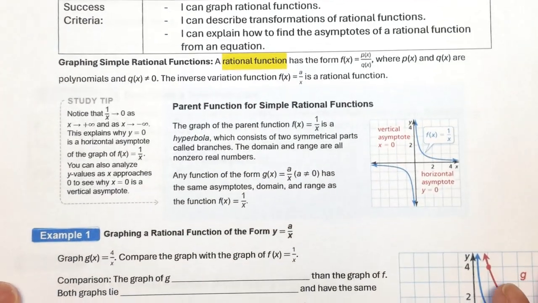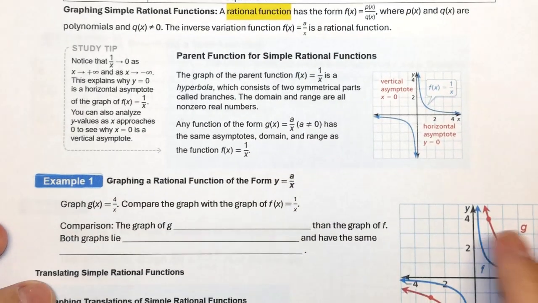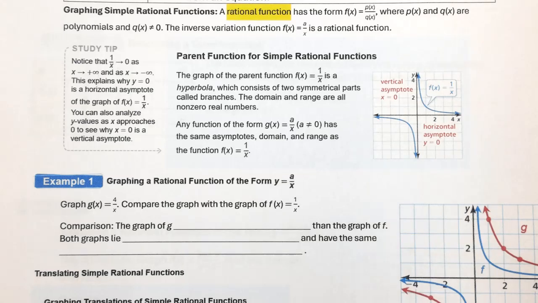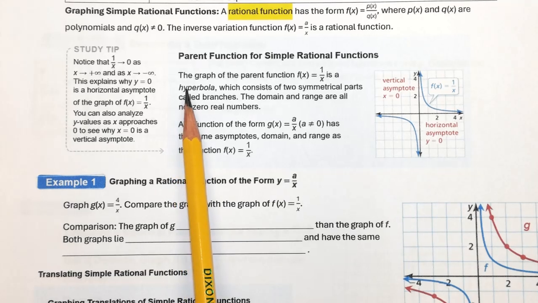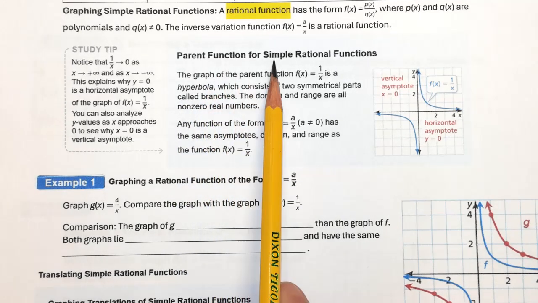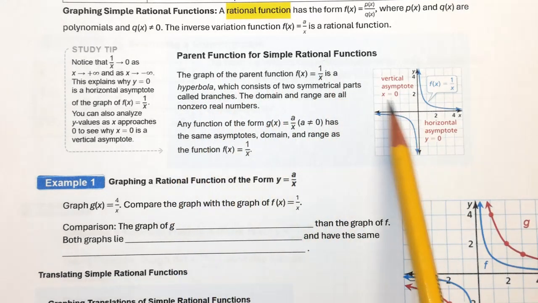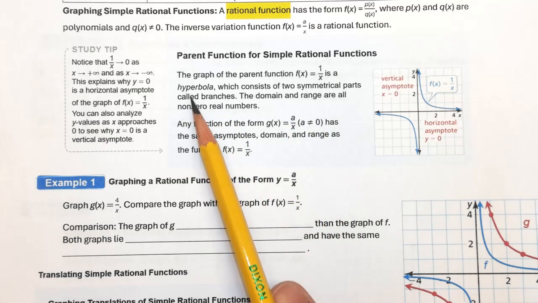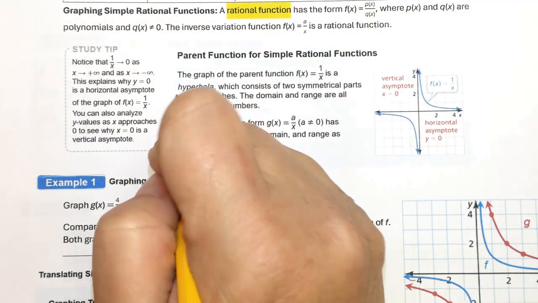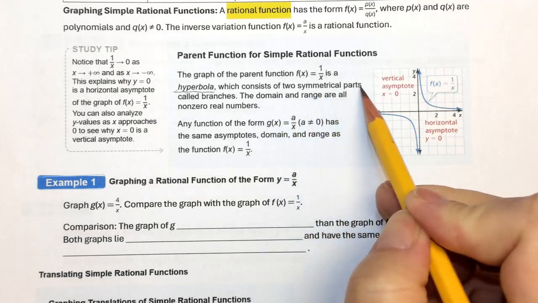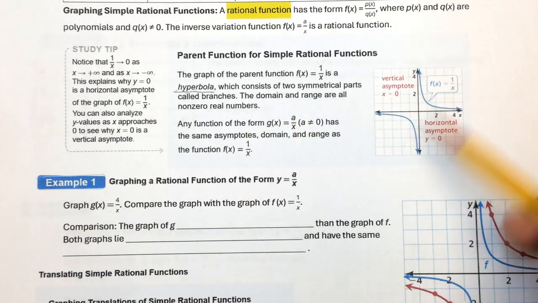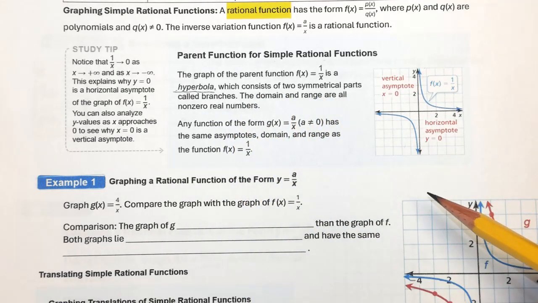Now I am trying to make these videos a little quicker, so instead of going through the long way of graphing, I went ahead and put the graphs here so we can just get to the important stuff and talk about it. All right, so we have another key idea. What is a simple rational function? So here's our graph. This is called a hyperbola, which consists of two symmetrical parts called branches. So these two parts are branches of the graph.